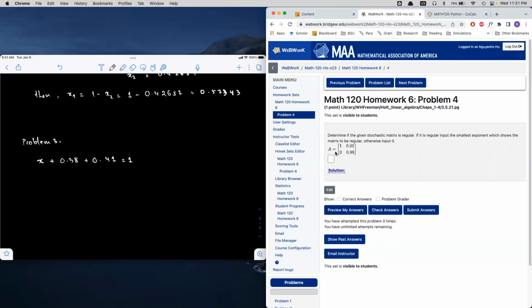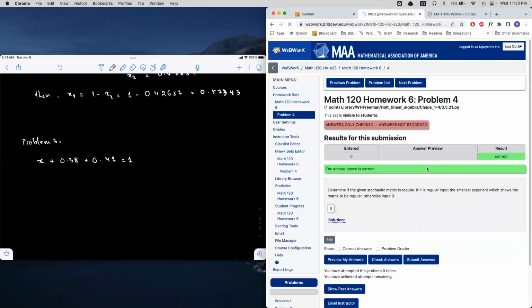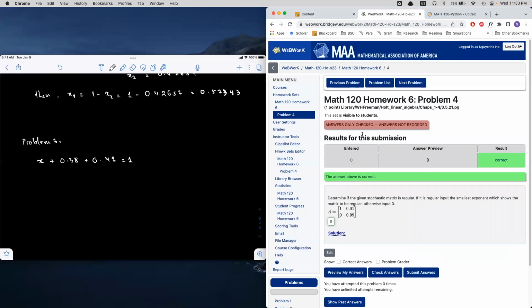It turned out that this is an upper triangular matrix. So this concept we learned a few weeks ago already. When you do the calculation for this type of matrix, you raise to the second power, the third power, the 0 is still there. Therefore, matrix A is not a regular matrix. Because it's not a regular matrix, you input 0. So that gives you the correct answer.